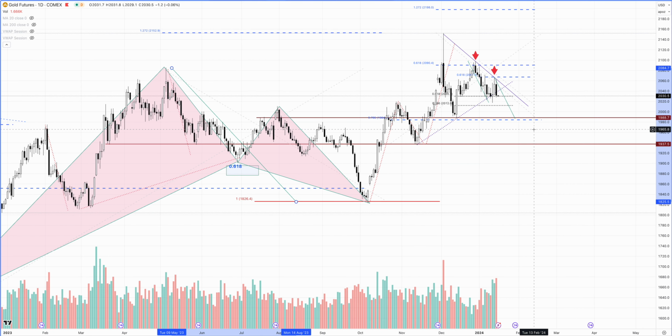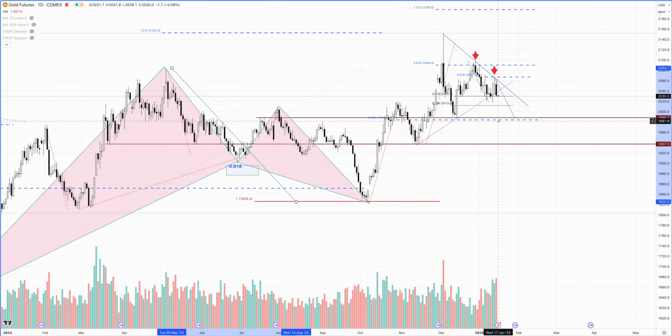So what is likely to happen? There's a chance we could actually go and test the 1988 level, and over there we'll also have this one-to-one price projection ABCD completed. It is also going to be the retest of this breakout point, where it broke out really strong on the 13th of December last year, 2023.